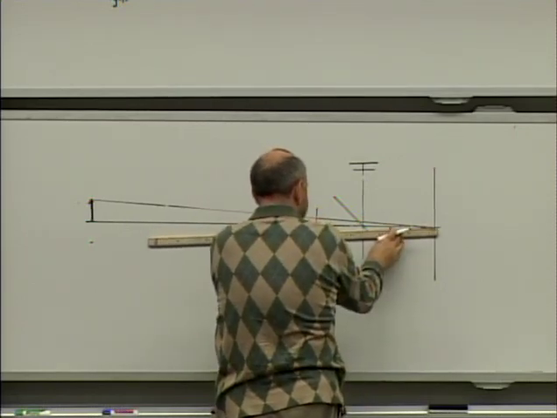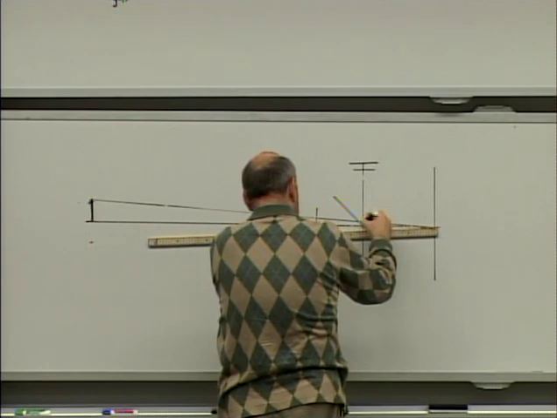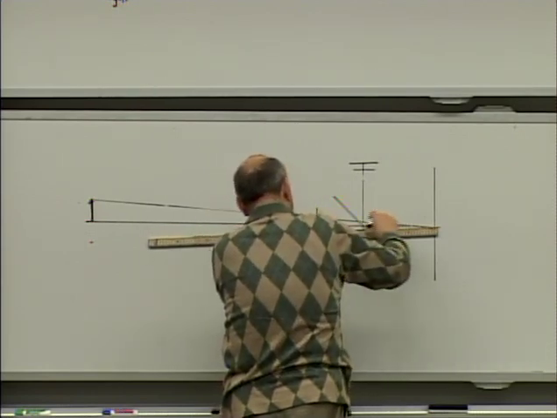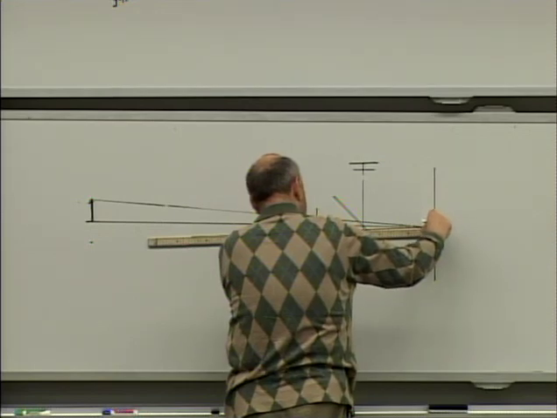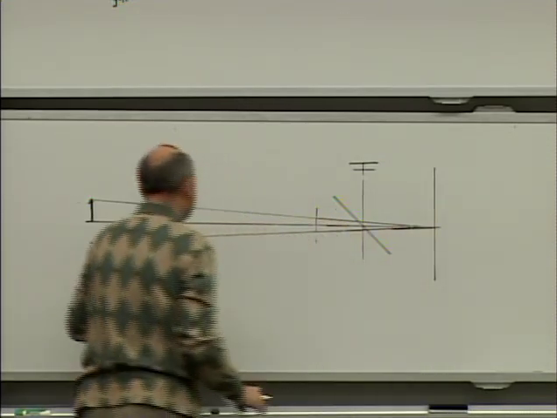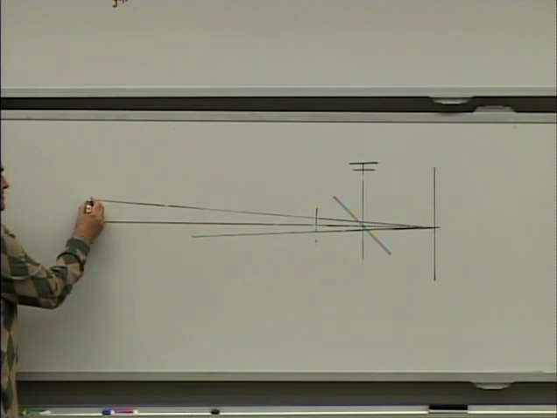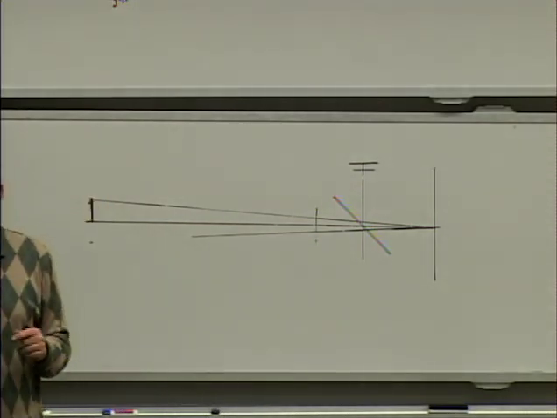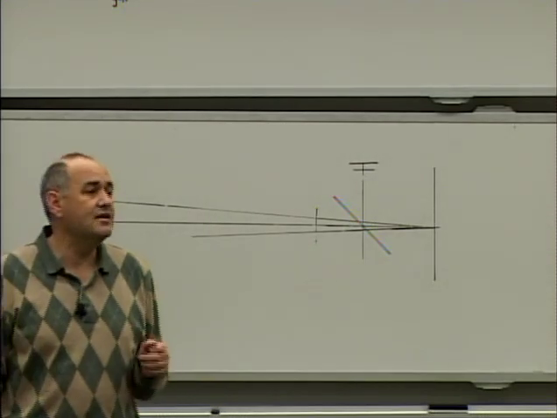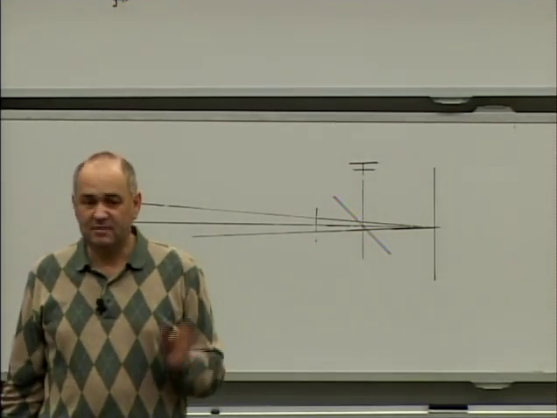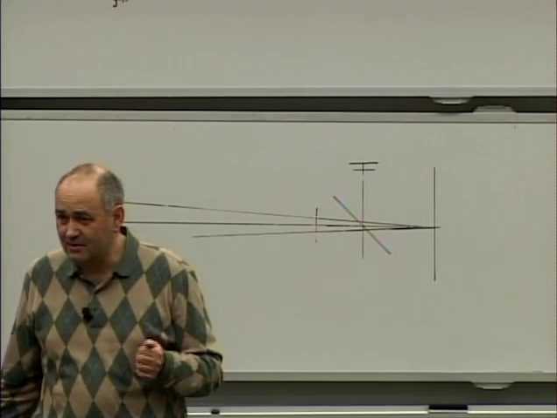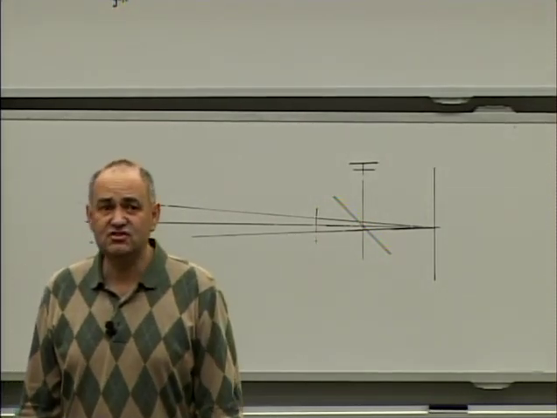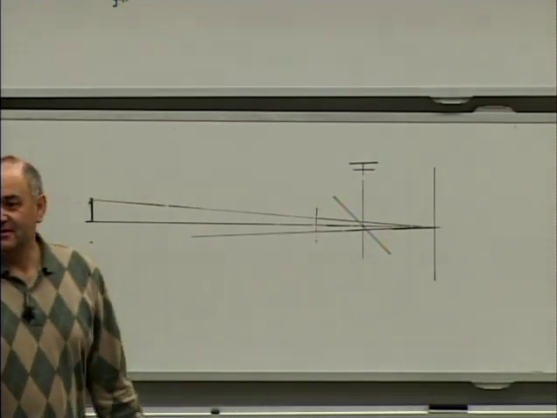Oh, great. So where is the image of this point? I don't even have to draw the second ray, because I know in what plane I wanted to have the image, and now the chief ray showed me where the image is supposed to be. Where?